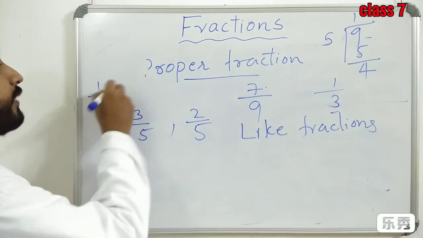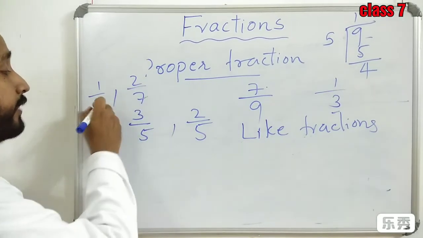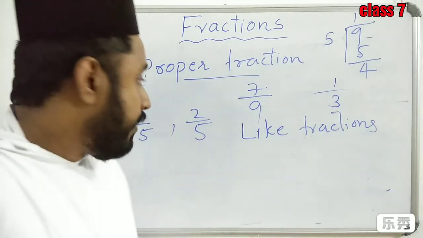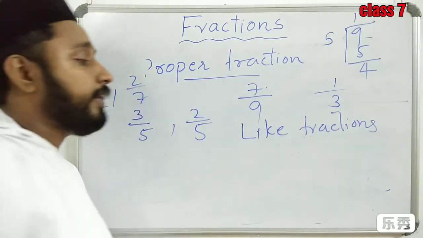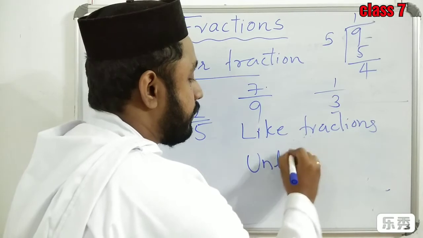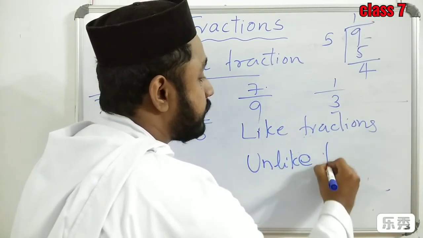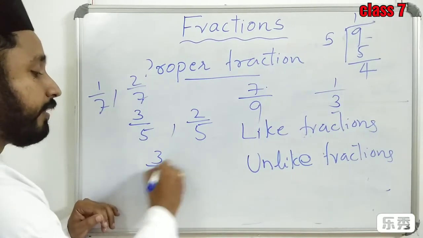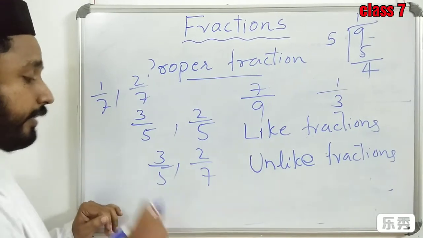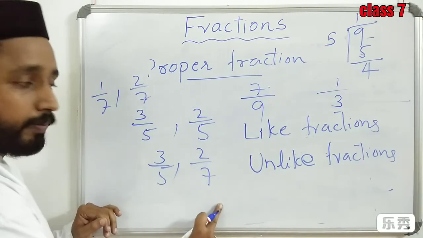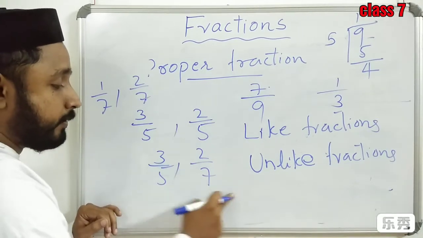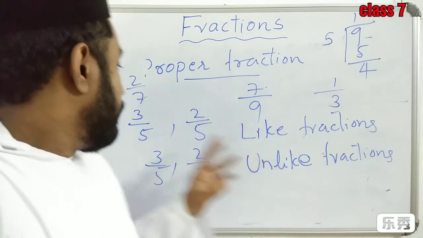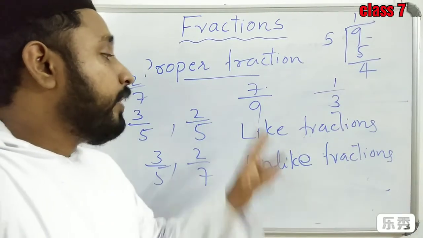Another example, 1 by 7, 2 by 7. Here the denominator is 7, here also 7. So such fractions are called like fractions. When the denominators are different, we say that they are unlike fractions. For example, 3 by 5 and 2 by 7. Here the denominator is 5, here 7. So, when we discuss these two fractions, we say that these two fractions are unlike fractions. 3 by 5 and 2 by 5 are called like fractions.